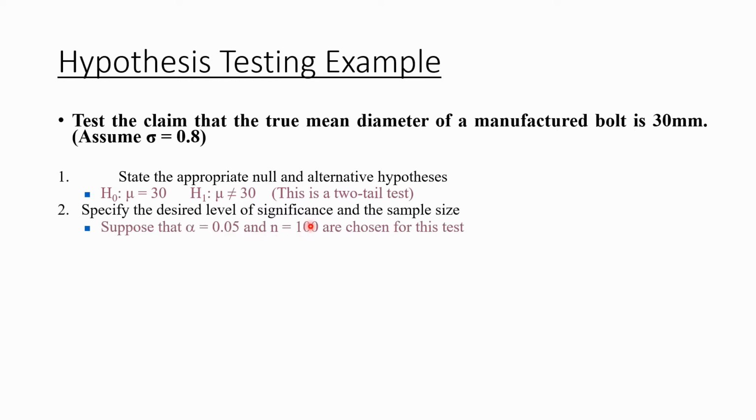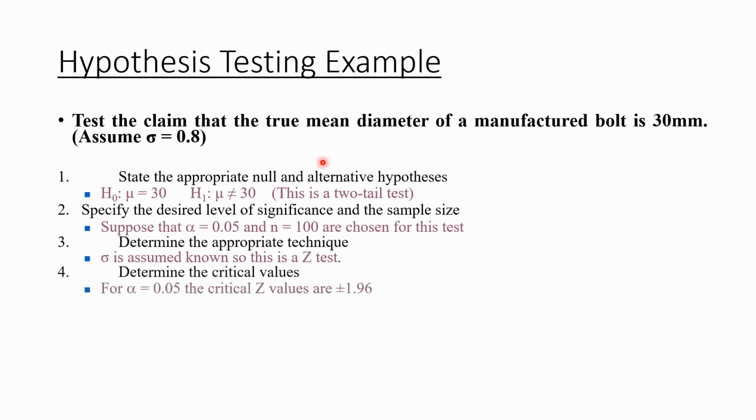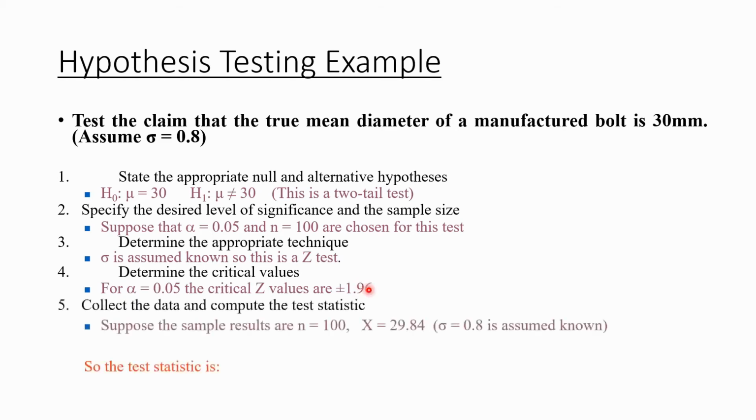What is the third step? You have to determine the appropriate test statistic. In this case, you're given the population standard deviation, so you know that you will be using the Z test. The fifth step is you collect the data and you compute the test statistic. For the given level of alpha 0.05, your critical values are plus or minus 1.96. You can obtain this from the table, and accordingly, your test statistic is minus 2.0.